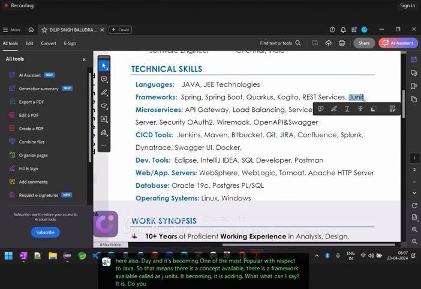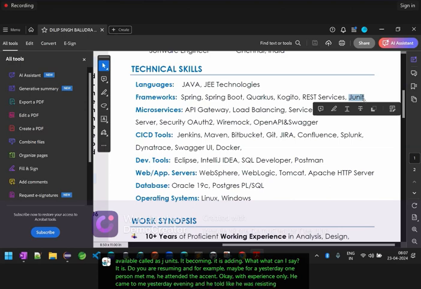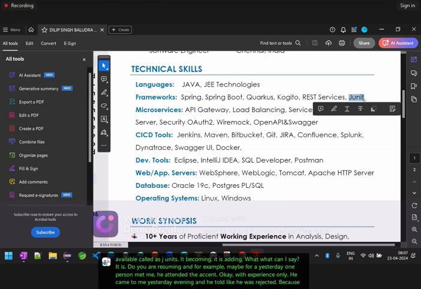For example, the day before yesterday, one person met me. He attended the Accenture interview, with experience only. He came to me yesterday evening and told me he was rejected because he doesn't know JUnit.